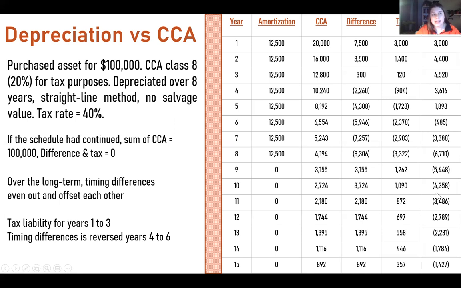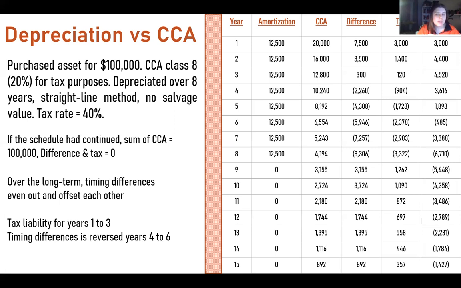And it's going to be a deferred tax asset up until you're done calculating the CCA. So up until this column here is equal to the value of your asset of $100,000. When that is equal to $100,000, you're not going to have any asset or liabilities for tax in your balance sheet. And there's going to be no impact in the future because you're done depreciating. So over the long term, the timing differences even out and offset each other.